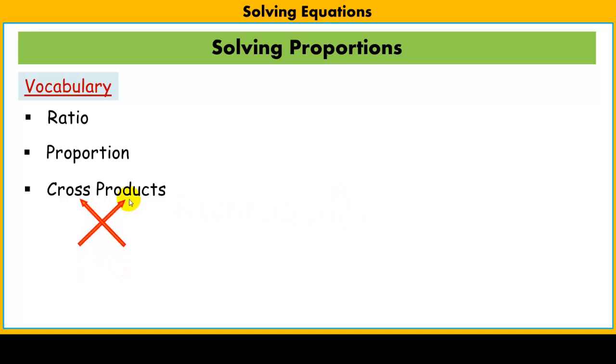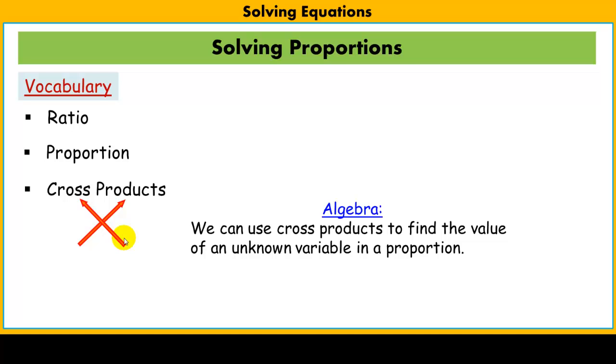Cross products is our other thing that we're going to talk about and use today. Cross products is something that is learned all the way down from 5th, 6th, and 7th grade. Here in algebra, we're going to use it in an algebraic sense, as we're going to use cross products to find the value of an unknown variable in a proportion. And again, a proportion is an equation. So essentially, we are just solving equations.